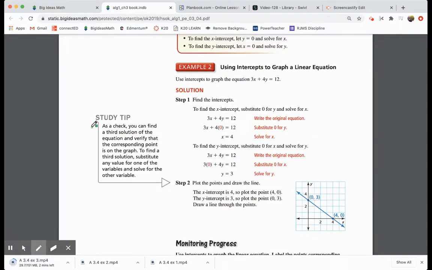So now we'll look at how to use that x and y intercept on example 2. It says using intercepts to graph a linear equation. So we're still talking about linear equations, which means they make a straight line, but we can use that x and y intercept to graph it. Even though you maybe know how to rearrange it and graph it, we're going to look at that later. This just means use your intercepts.